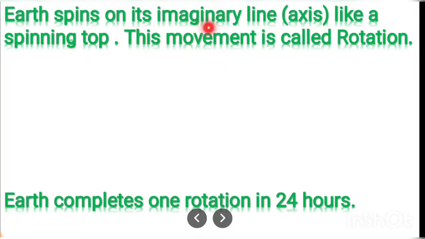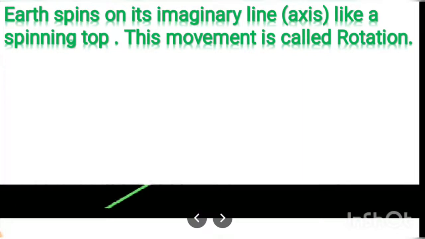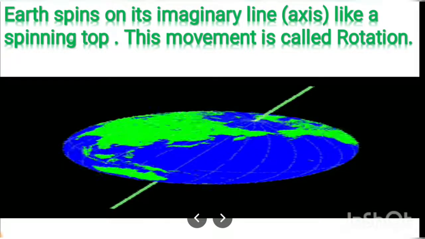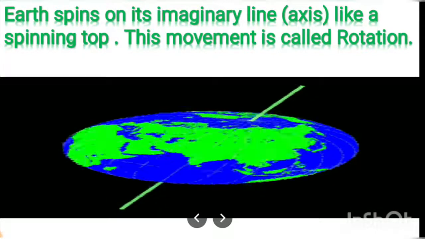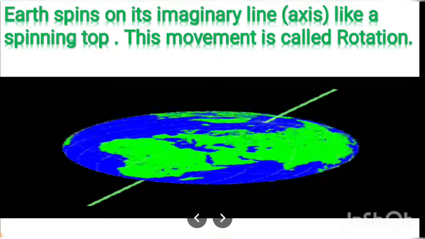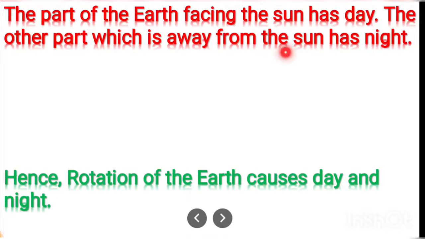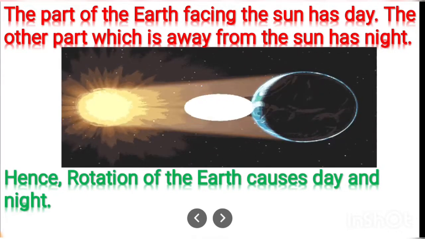The earth spins on its imaginary line, the axis, like a spinning top. This movement is called rotation, and the earth completes one rotation in 24 hours. So can you see the rotation of the earth? It completes one rotation in 24 hours. Coming to the next, the part of the earth facing the sun has day, and the other part which is away from the sun has night. So because of this rotation of the earth, we have day and night. I'll show you the picture. It will be more clear.